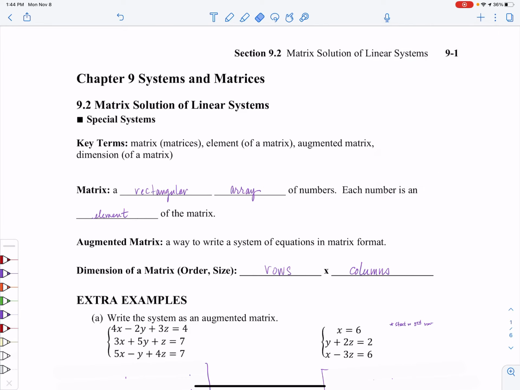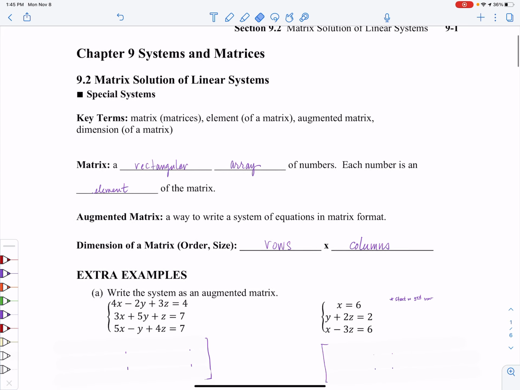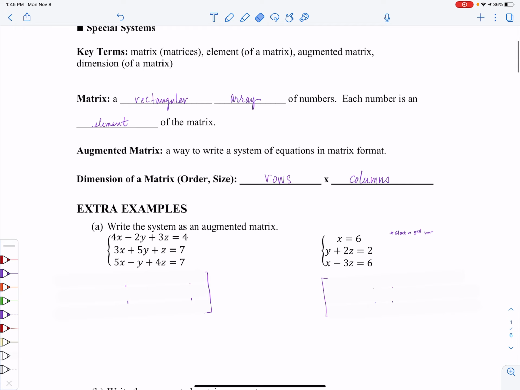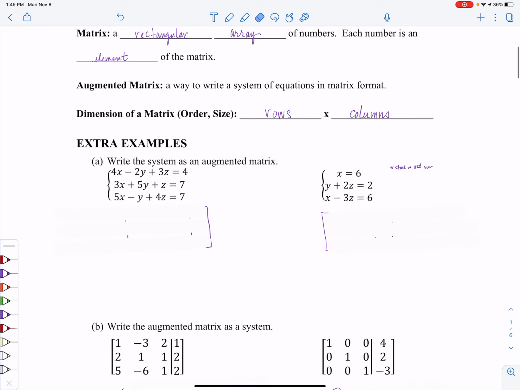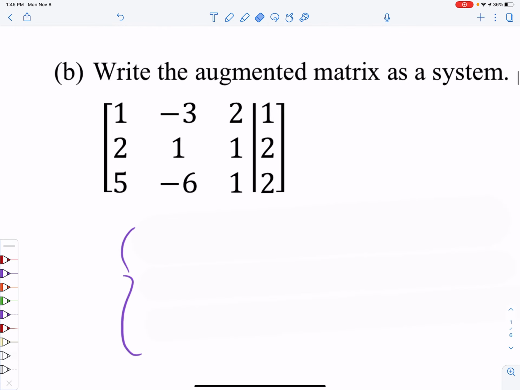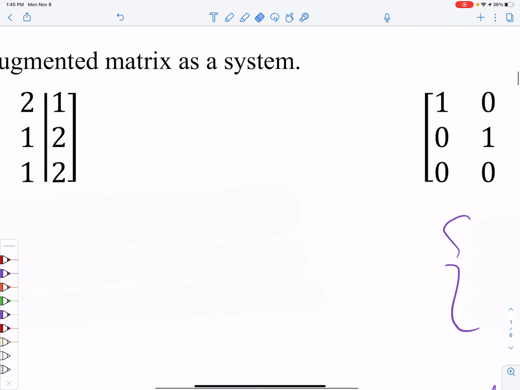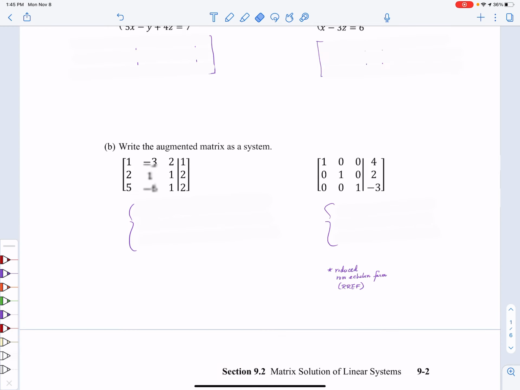All right, this is a video on section 9.2, which is an introduction to a matrix. The plural form of that is matrices. First thing is that a matrix is a rectangular array of numbers. If you'll look down below, you'll notice that this is a matrix. It's a rectangular array of numbers, as well as this one.